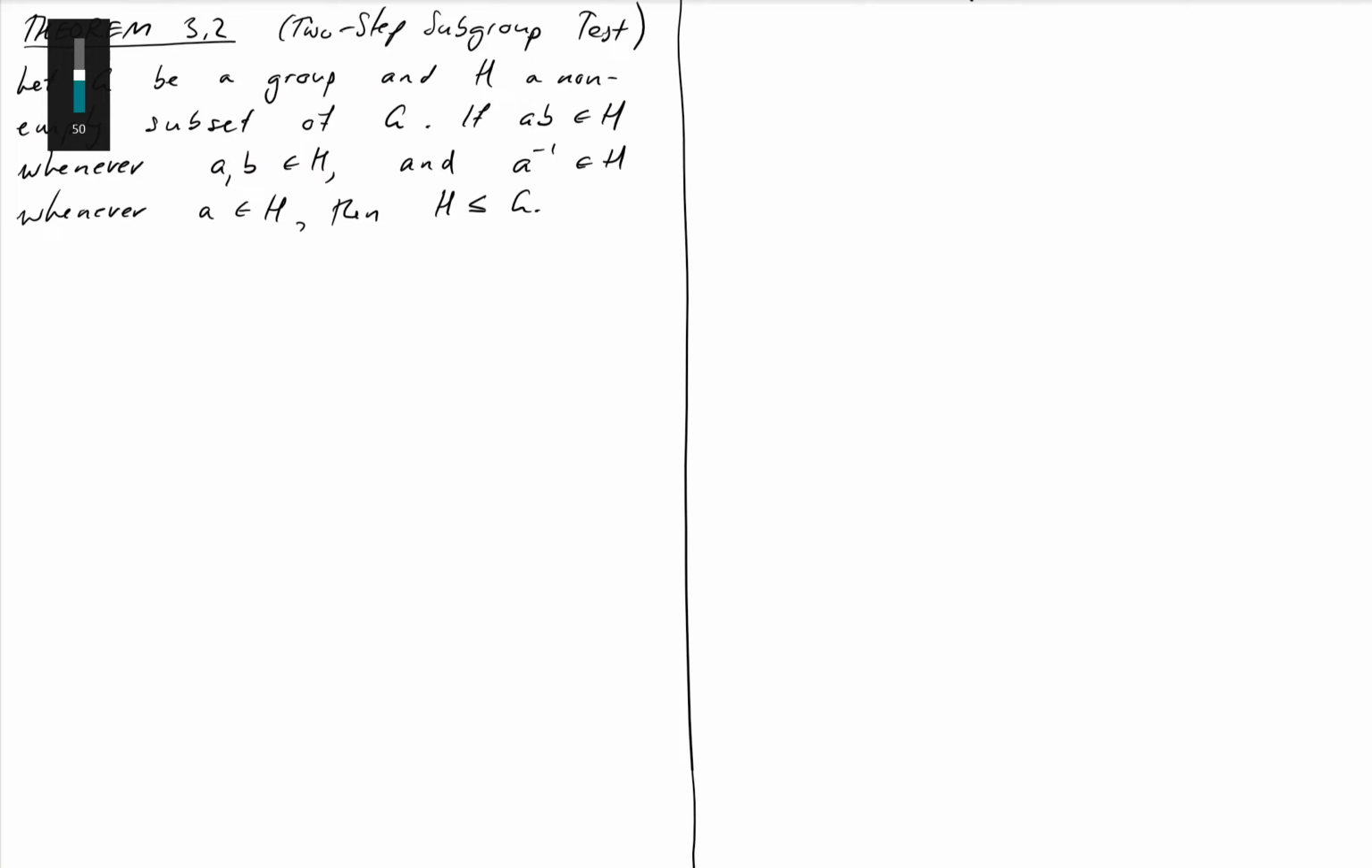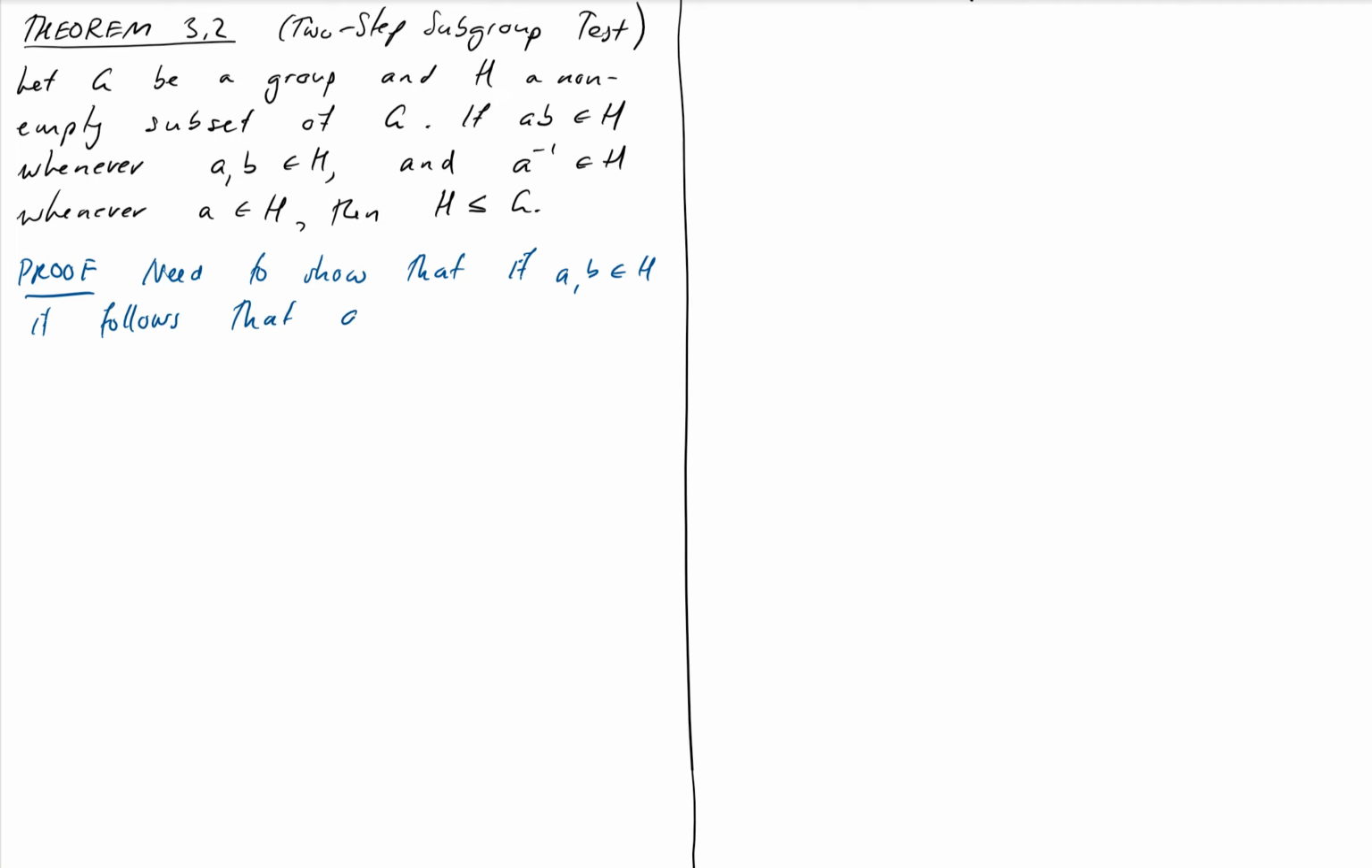Okay, I'm just going to really quickly show you how to prove this without really going into great detail, because we've done all the heavy lifting of the proof in the previous one, so this one comes out nice and quickly. Okay, so we need to show that if a, b are in H, it follows that a b inverse is in H. Because if we can take two elements a and b and show that a b inverse is a member of H, then we can just say it's a subgroup by the one-step subgroup test and be done with it.